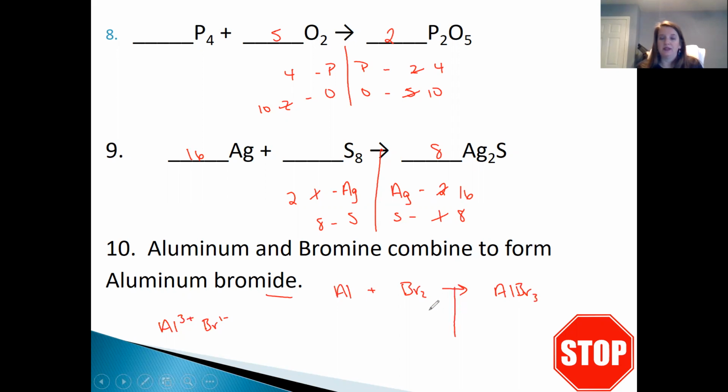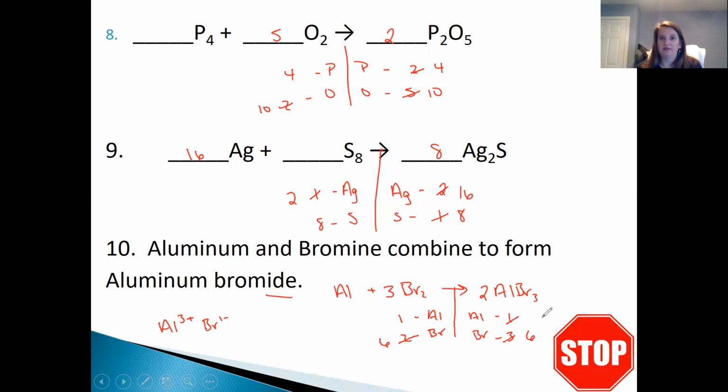So I list out my elements separately. Aluminum and bromine, 1 and 2. Aluminum and bromine, 1 and 3. So my aluminums right now are balanced. I just have to get my bromines balanced. So I've got 2 on the reactant side, 3 on the product side. I have to get both of those up to 6. So I've got to put a 3 here in front of the Br2 to get my Brs up to 6. I have to put a 2 on this side in front of the AlBr3 in order to get 6 bromines.